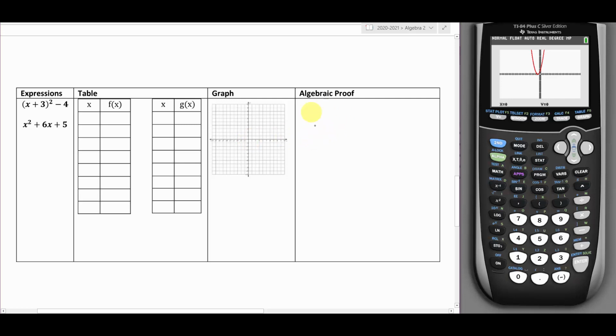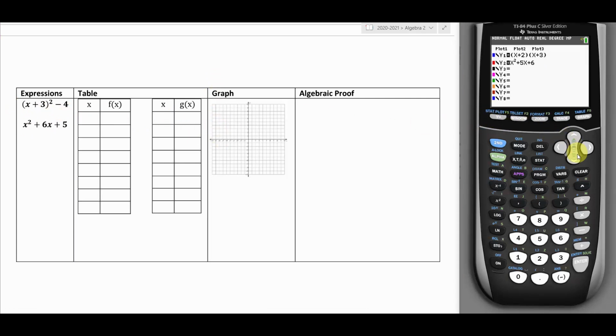Okay, and so this is usually the most difficult part for the students right here, just the algebraic proof part, right? Show me algebraically these two things are the same. That's where students tend to struggle. Finding the table and the graph, students typically tend to do well with that. All right, so let's start with our table here.